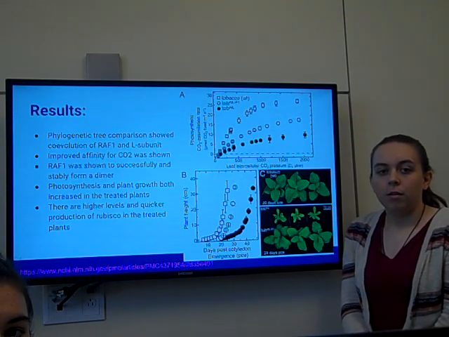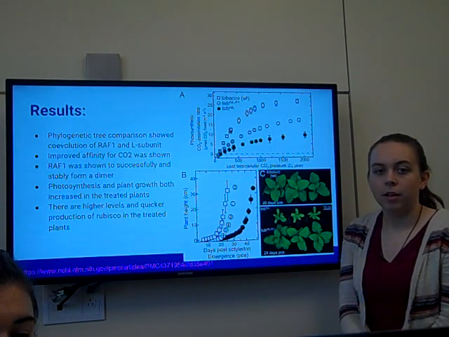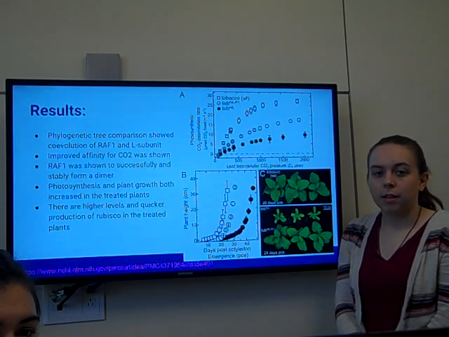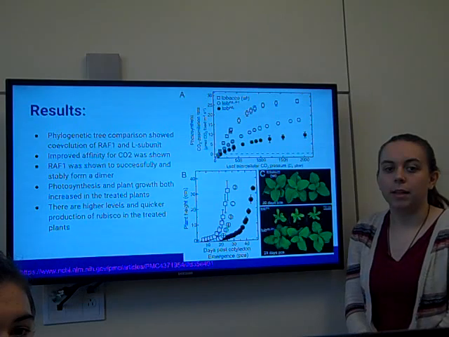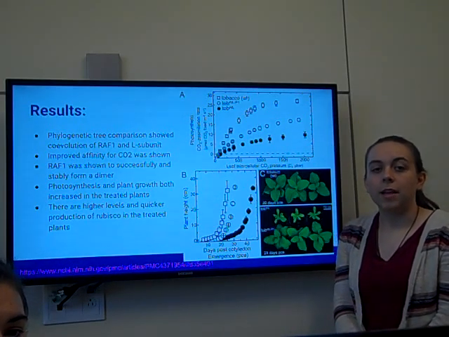The RAF1 chaperone was shown to successfully and stably form the dimer. Photosynthesis and plant growth both increased in the treated plant, and there were also higher levels and quicker production of Rubisco in the treated plants.